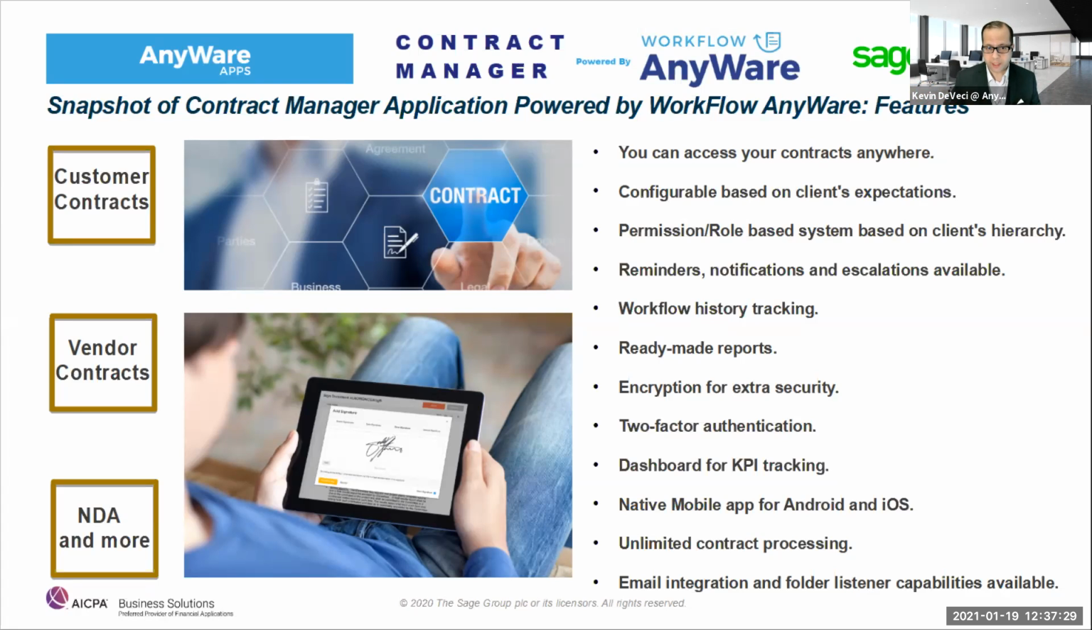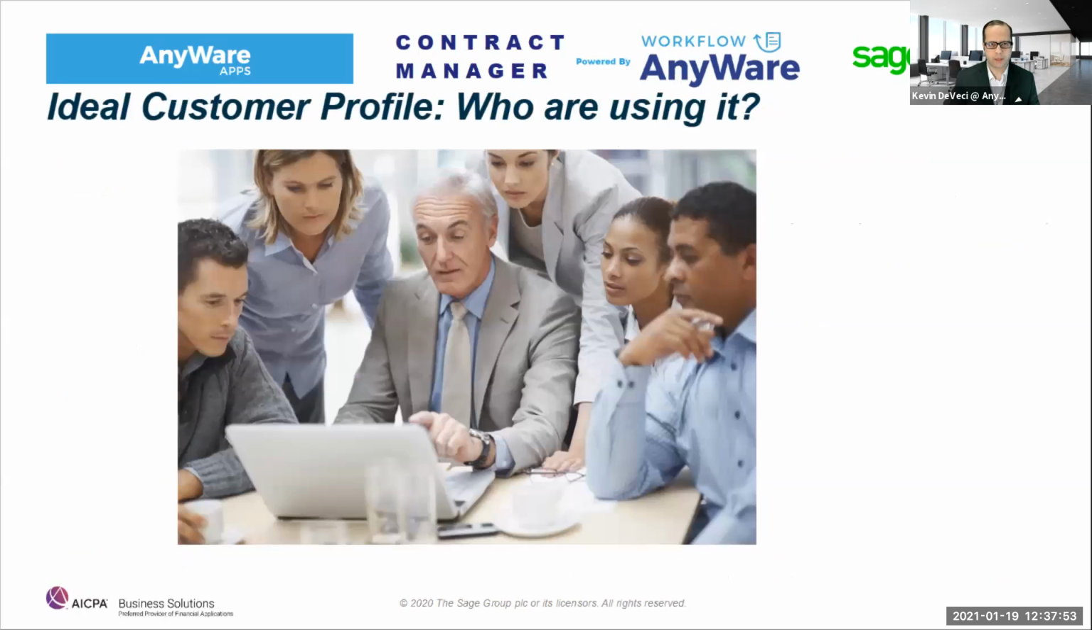You can access your contract anywhere, no matter where you are. You may be working remotely from home, or you may be traveling. It doesn't really matter. You can access the system via web browser. Also, there are ready-made reports available. There is an encryption option available in the application. Two-factor authentication is available as an additional security feature. There is a dashboard, and as I mentioned earlier, there is a mobile application.